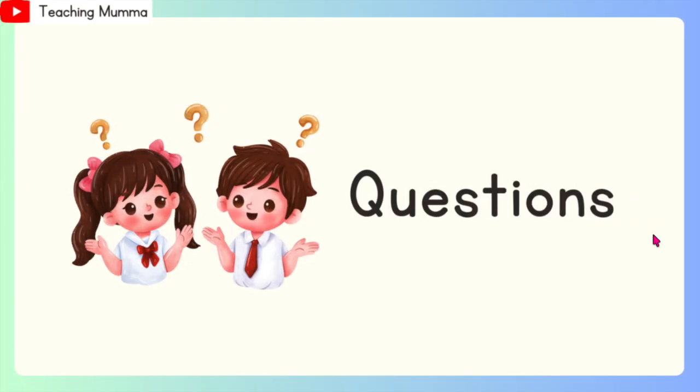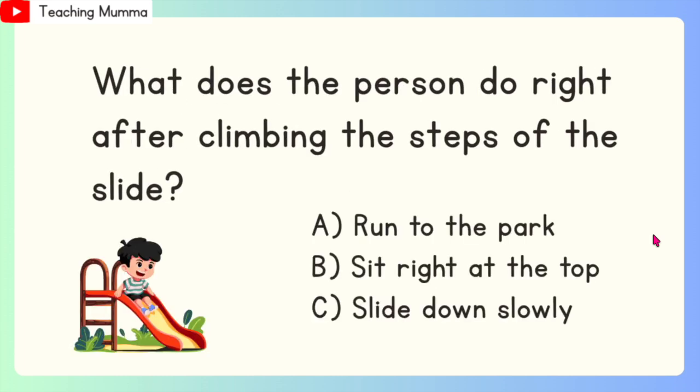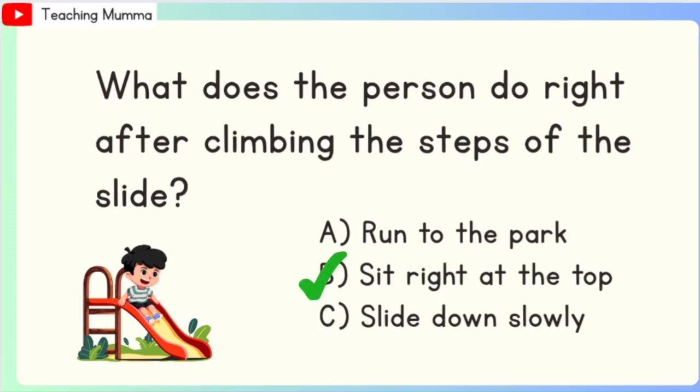Are you ready to answer some questions? What does the person do right after climbing the steps of the slide? Option A. Run to the park. Option B. Sit right at the top. Option C. Slide down slowly. Option B. Sit right at the top.